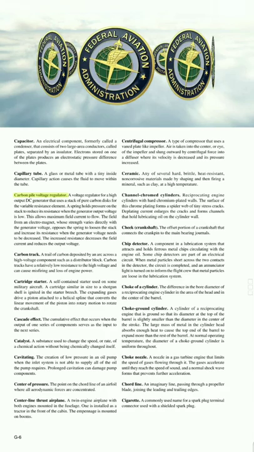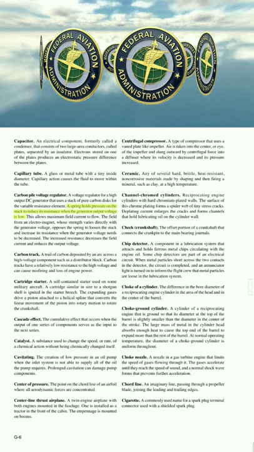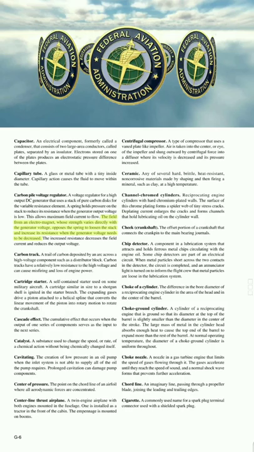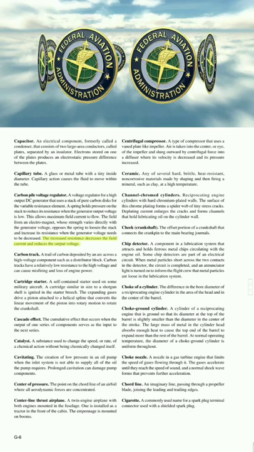Carbon pile voltage regulator, a voltage regulator for a high-output DC generator that uses a stack of pure carbon discs for the variable resistance element. A spring holds pressure on the stack to reduce its resistance when the generator output voltage is low. This allows maximum field current to flow. The field from an electromagnet, whose strength varies directly with the generator voltage, causes the spring to loosen the stack and increase its resistance when the generator voltage needs to be decreased. The increased resistance decreases the field current and reduces the output voltage.